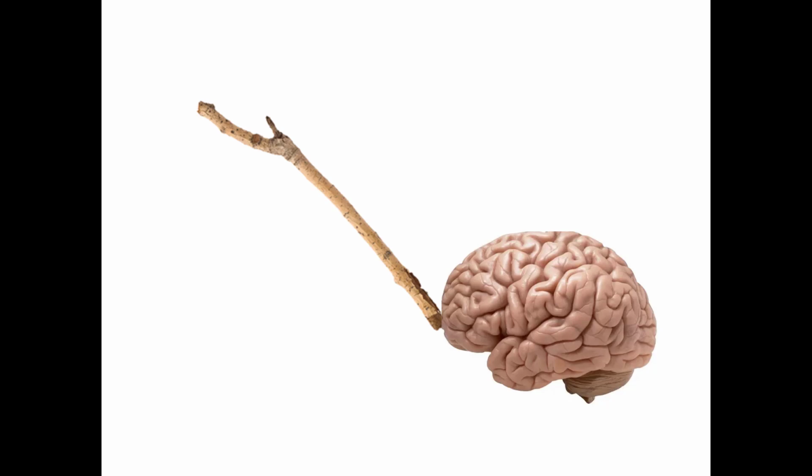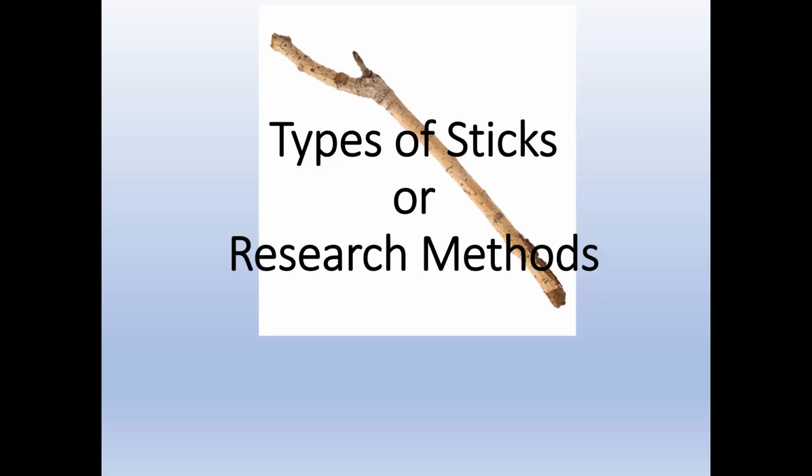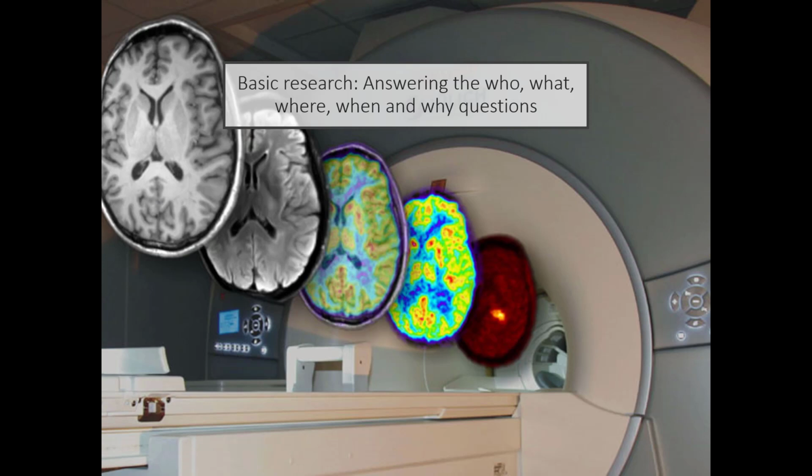How psychologists go about applying the scientific method to the study of the mind and behavior is through a variety of techniques, usually referred to as research methods, or what I'll sometimes humorously try to call types of sticks, right? What are the sticks that psychologists use to poke at our mind in a more allegorical sense, right? How is research done? When we're applying these research methods, we are doing what is called basic research.